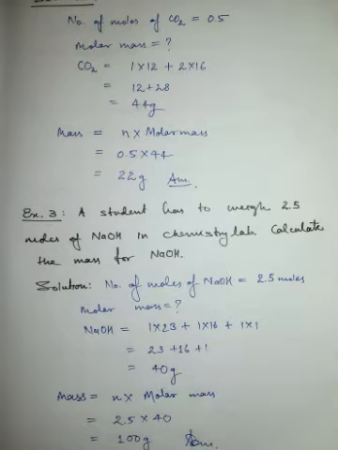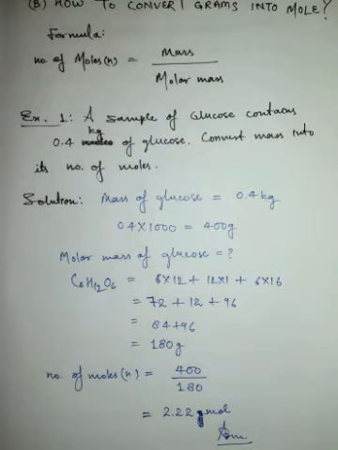Okay. Now in question number 3, the question is: a student has to weigh 2.5 moles of NaOH in a chemistry lab. Calculate the mass of sodium hydroxide. The number of moles of sodium hydroxide is 2.5 moles. To calculate the molar mass of NaOH, the atomic mass of sodium is 23, the molar mass of oxygen is 16 and the molar mass of hydrogen is 1. After calculation you will get a total of 40 gram. So 40 gram is the molar mass of NaOH.